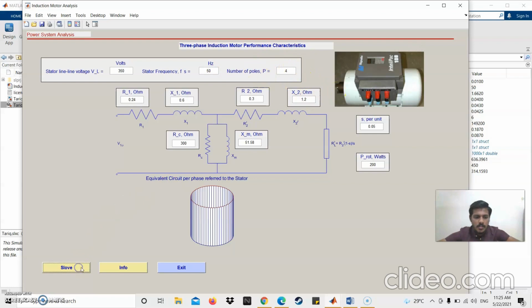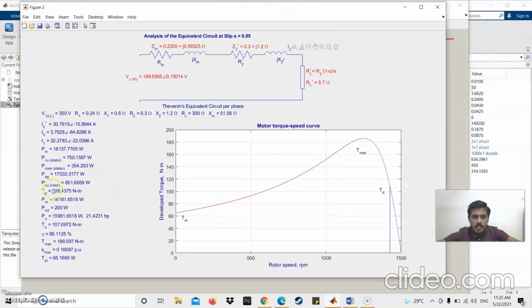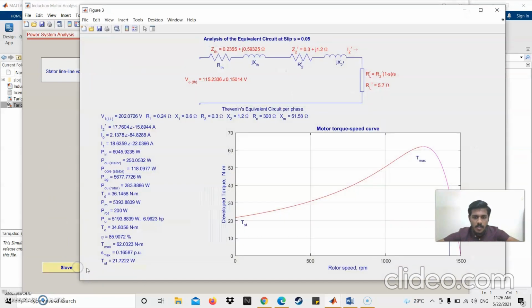So let us solve. So here is the result for the first set. Let us see the second set. If we set 350 square root of 3, let's see what happens. The frequency 50 and the pole is still the same. Okay, here's the result.